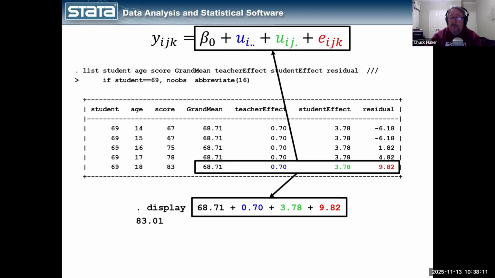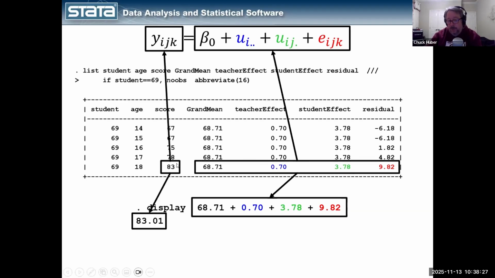So now what happens if we add those numbers together? If I take 68.71, the grand mean, plus the teacher effect, 0.7, plus the student effect, 3.78, plus the residual for that particular observation, I get 83.01. What is 83.01? That's 83. That's their test score. So what I've done is partition their observed test score into 4 parts: the overall mean, a teacher effect, a student effect, and then a deviation from that number.